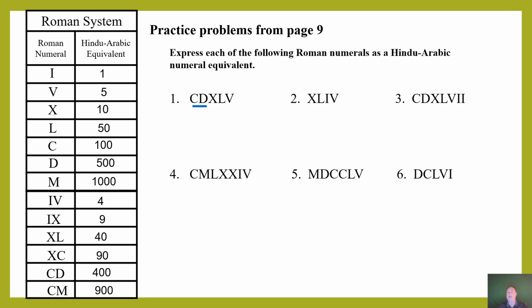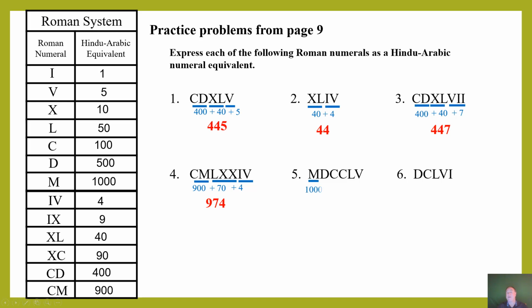All right, number 1, CD would have been 400, XL would have been 40, V would have been 5. Add it all up, 445. Number 2, XL was 40, IV was 4, so it's going to be 44. Number 3, CD would be 400, XL would be 40, VII would be 7, so it's 447. Number 4, CM would have been 900, LXX would have been 70, IV would have been 4, 974.